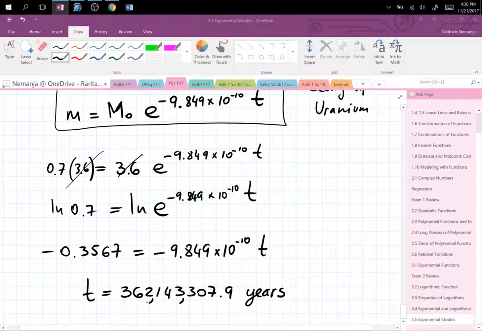So you have to wait 362 million years for the sample of uranium to decay to 70% of its original mass. It doesn't matter if you start with 1 pound or 10 pounds or 1 gram of it. You have to wait this long for whatever amount you started to lose 30% and stay at 70%. Cool, right?